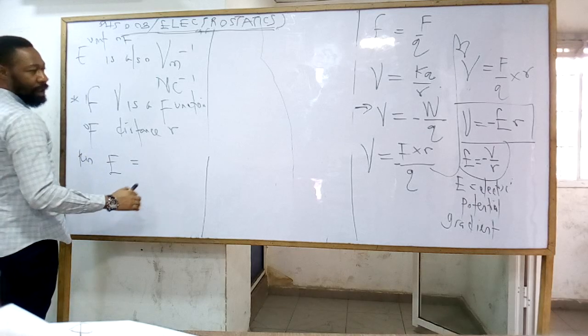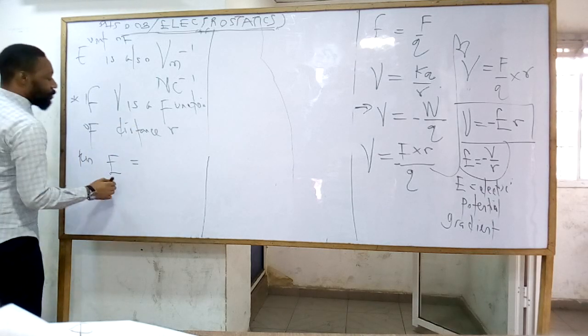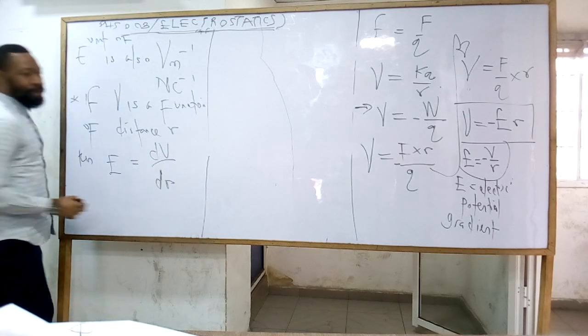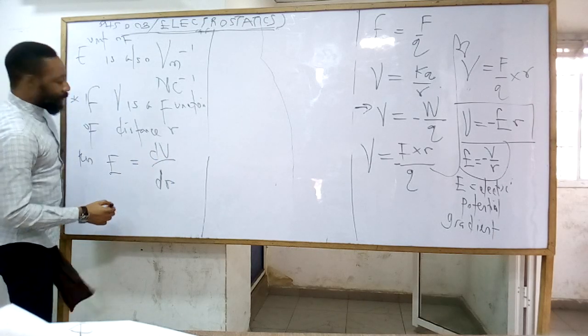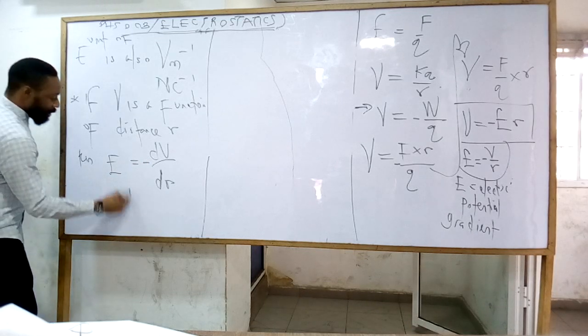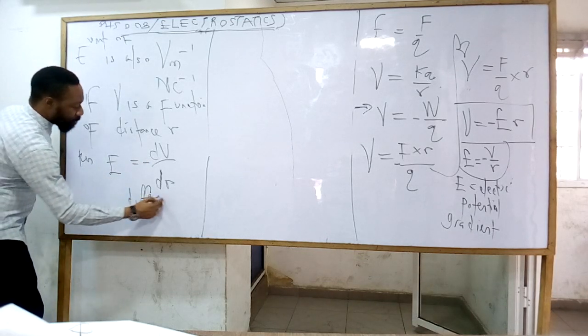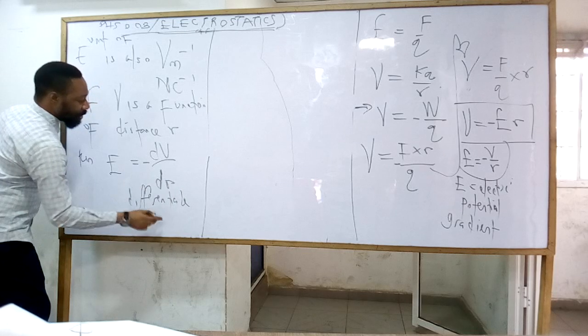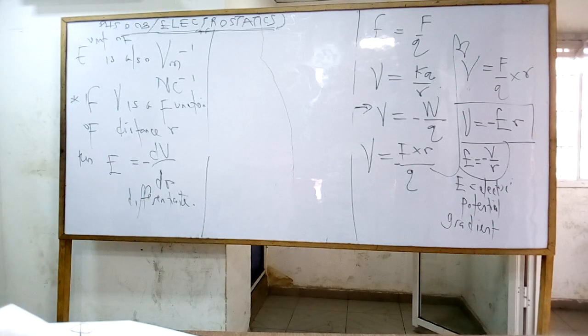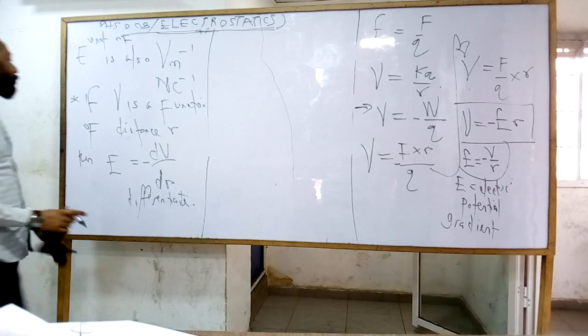So in that case, I'm going to differentiate. Then E equals minus dV over dR. I differentiate my V, I get my E. Then your minus is still there. So it means differentiate your V, your R will come out, your E will come out.